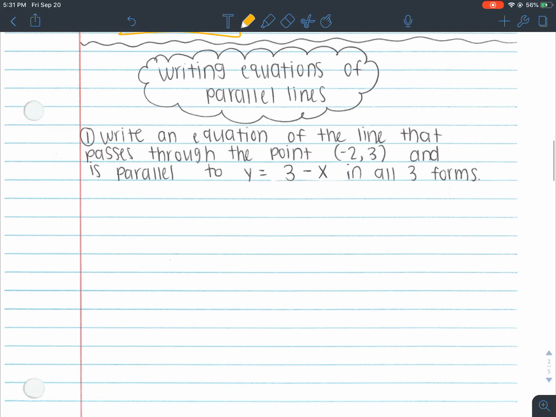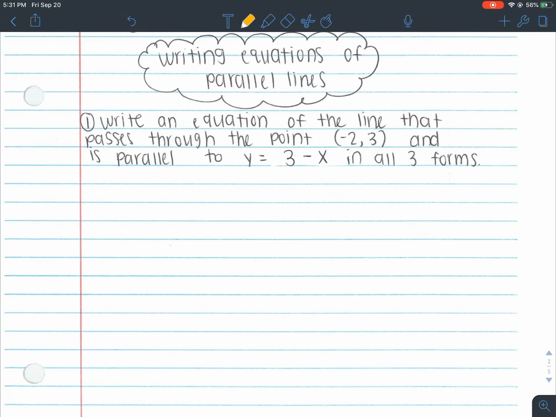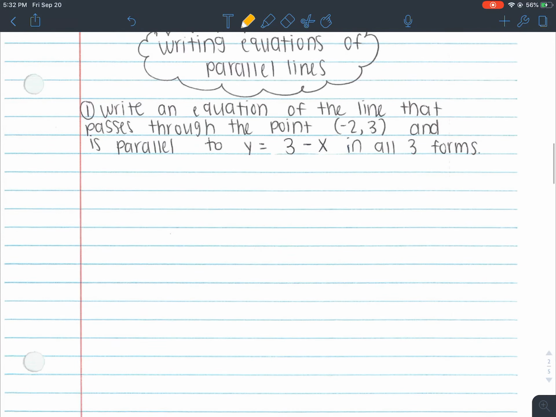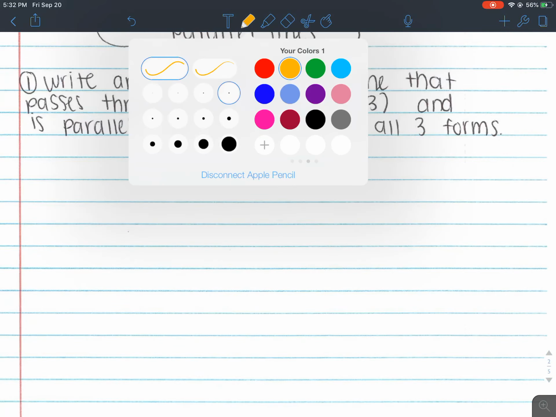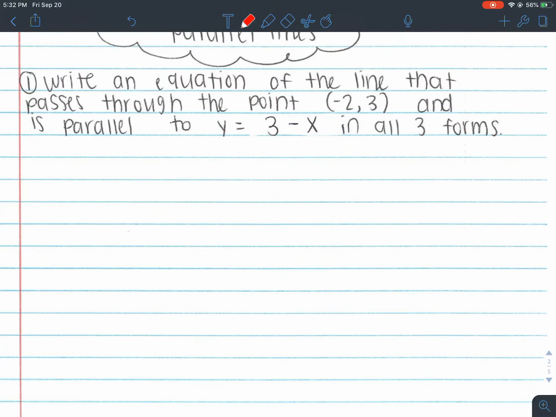All right, so the last part of the parallel line notes is just being able to write equations of parallel lines. So, 1, write an equation of the line that passes through the point -2, 3, and is parallel to y equals 3 minus x in all three forms. All right, so we got a lot of key words here. We're given a point, and we're asked to make it parallel to another line. Well, if I'm asked to make it parallel, it has to have the same slope. So it must have same slope.